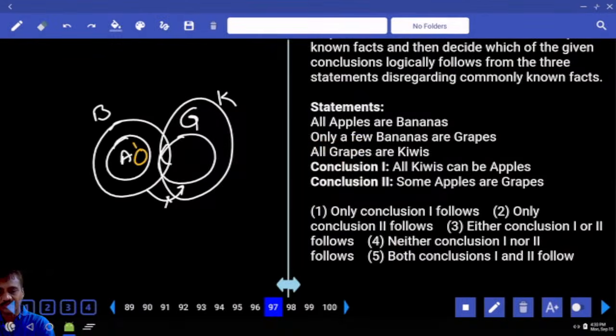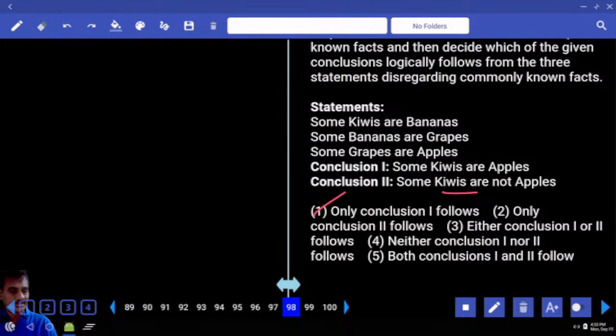All kiwis can be apples. And this entire banana cannot be grape. Grapes can be bananas, and even then these are the bananas that are not grapes. Clear? Hence possible or not possible? Possible. And some apples are grapes. Apple and grape, no intersection. Only one choice, 97. 98.